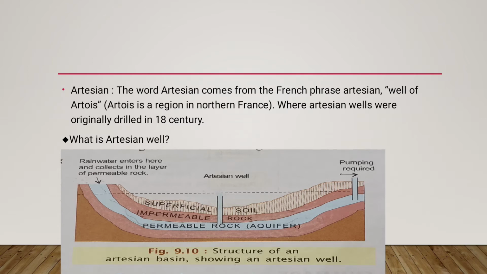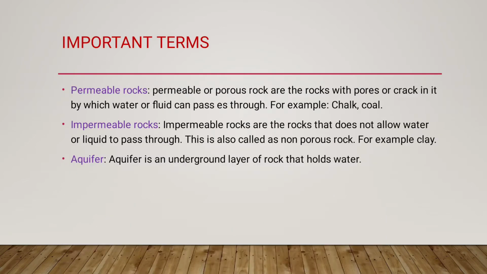Before I start with the artesian well, I just want to clear this. This is a picture of an artesian well. This brown layer you can see is the layer of impermeable rock, which is non-porous rock, and this blue is water which is in the permeable rock, which is porous rock, and this is soil. Fine. So here are some important terms which we are going to use in Artesian Basin.